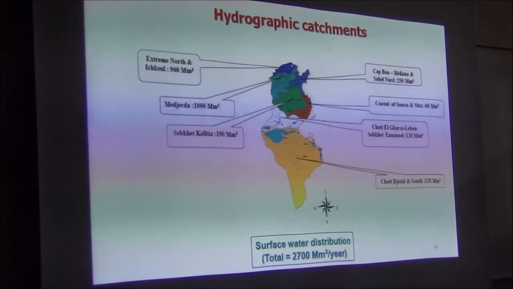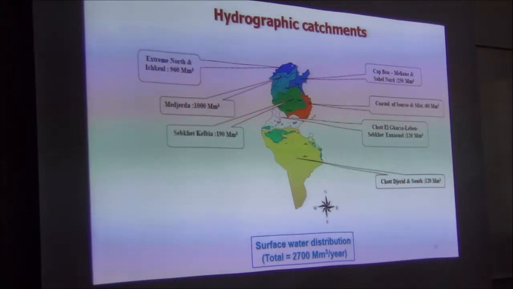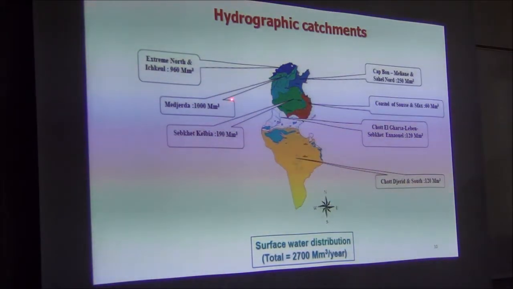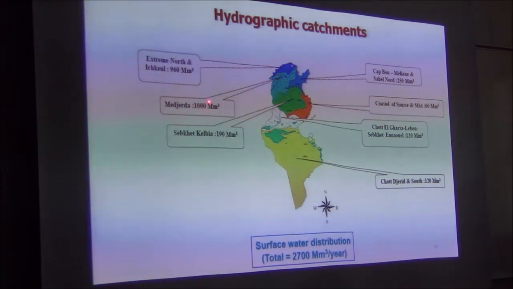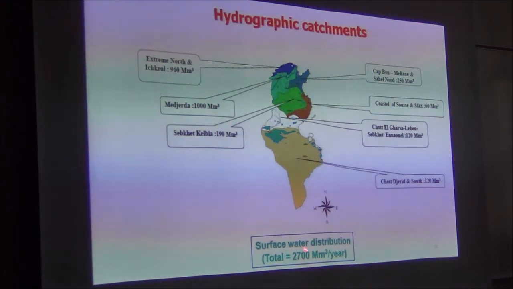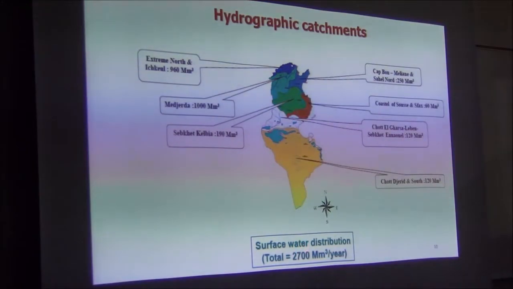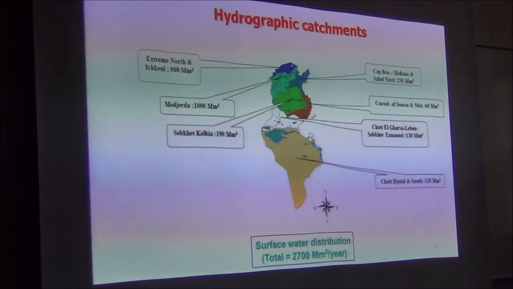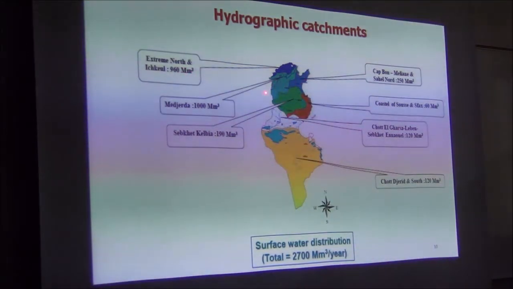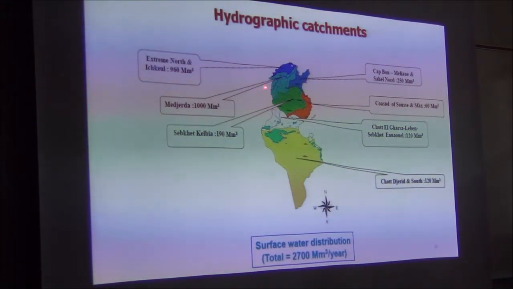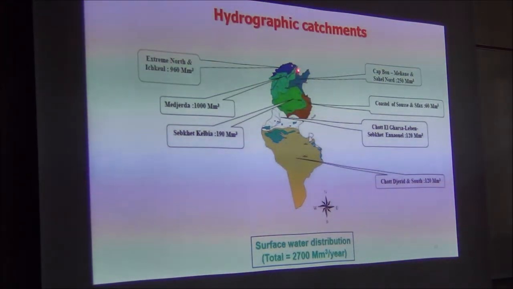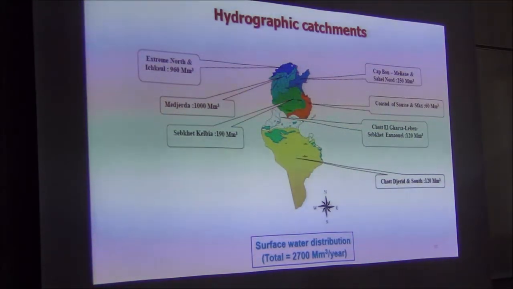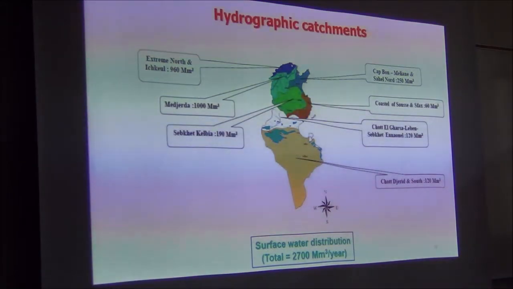The hydrologic catchment is composed of seven hydrographic catchments. The major dam is the biggest one, giving about 1,000 cubic meters to this surface water distribution. And in the extreme north, it's close to 1,000 million cubic meters. In Tunisia, we have only one big river, coming from Algeria and going to the Mediterranean Sea. The other wadis are not perennial wadis.